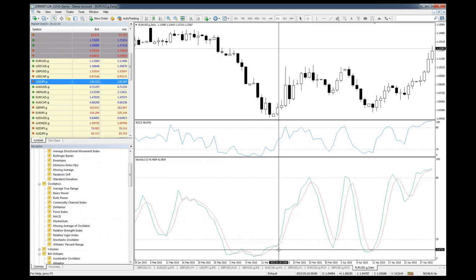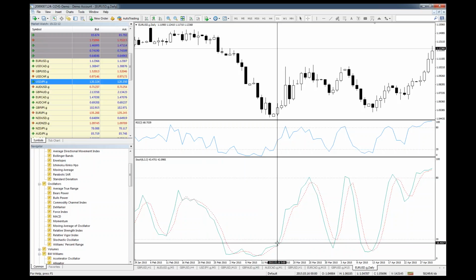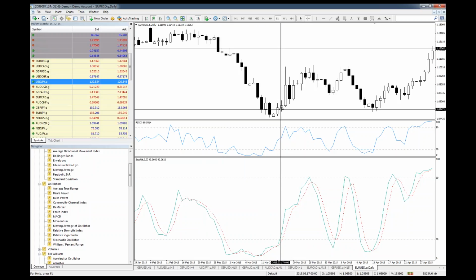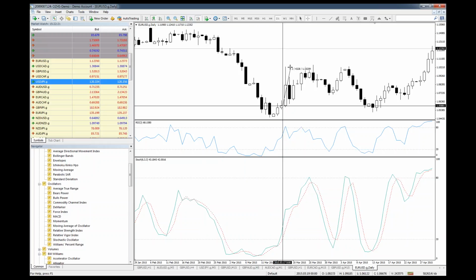So right here is where you'd want to enter this trade long, either on this candle or this candle. I'm doing it the wrong way, but let's take the worst of the two entries, and that was 400 pips.